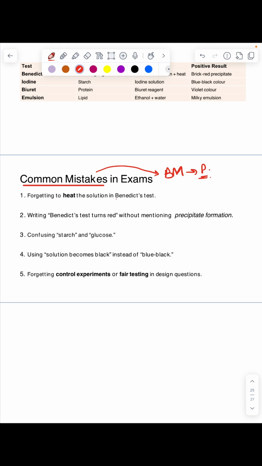सबसे पहले important चीज़ ये है that whenever we talked about Benedict test, the students mostly forget that they have to heat the solution. Benedict test is the only test in which heating the solution is required. So it is essential that you remember that you gotta heat the solution.